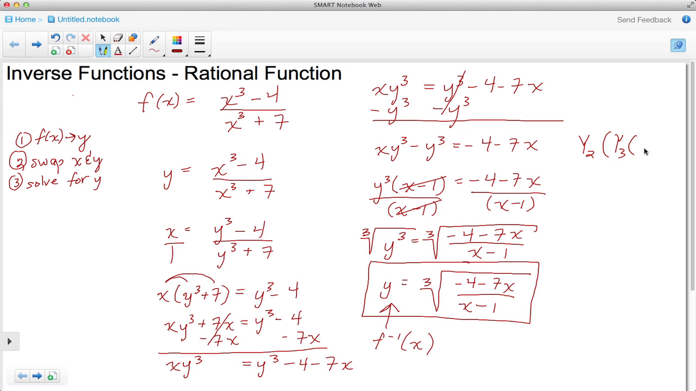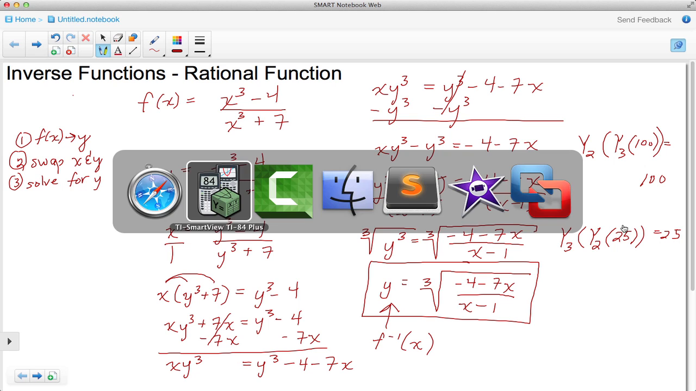I'm going to pick some value for x. Let's just say the value is 100. I know that when I evaluate that, the output should also be 100. If I do that in reverse, where I take the inverse and make the input the original function, and again, if I put in a value of say 25, that output should also be 25. So here we're going to prove that using the calculator. So let's go back to the calc.